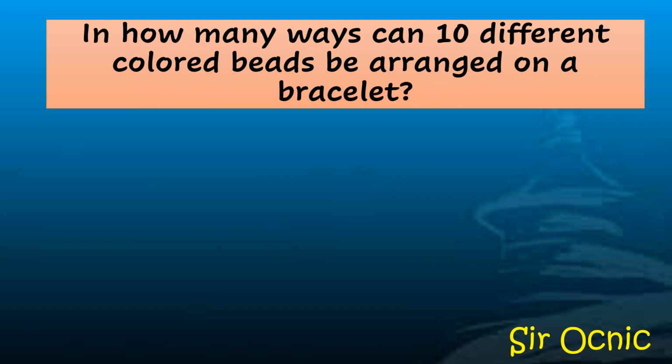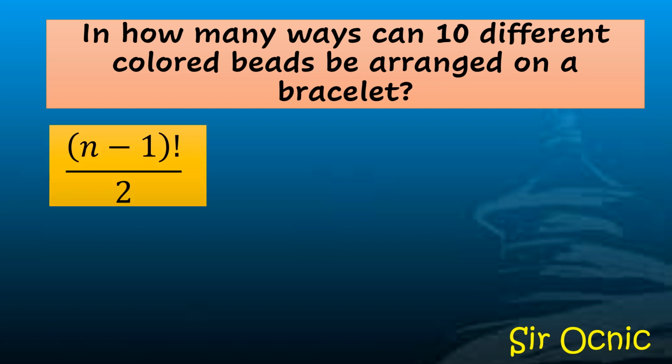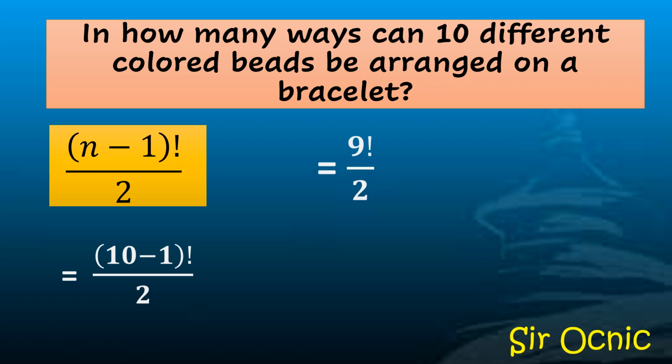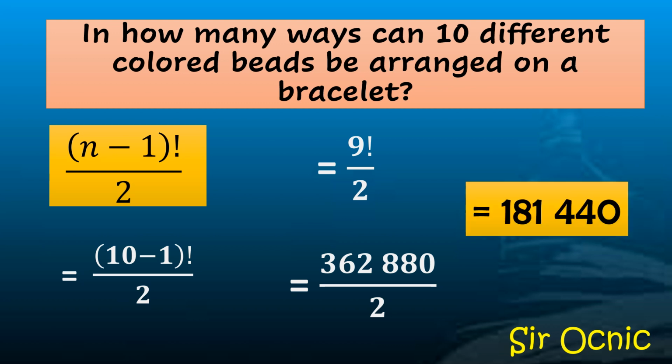In how many ways can 10 different colored beads be arranged on a bracelet? We will use (n minus 1) factorial all over 2. N here is equal to 10. Therefore, we will have (10 minus 1) factorial all over 2, which is equal to 9 factorial all over 2. 9 factorial is equal to 362,880, divided by 2. That is equal to 181,440.